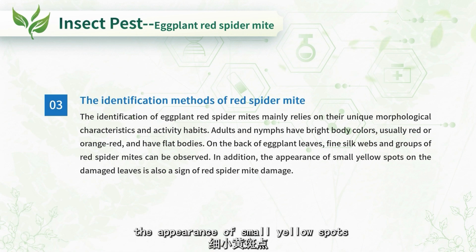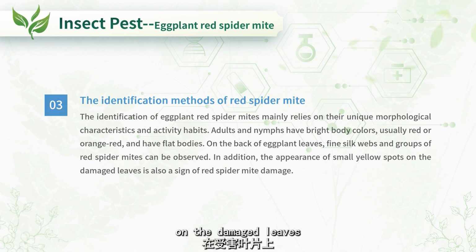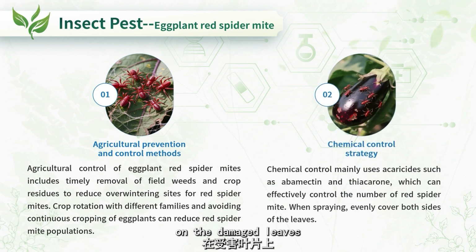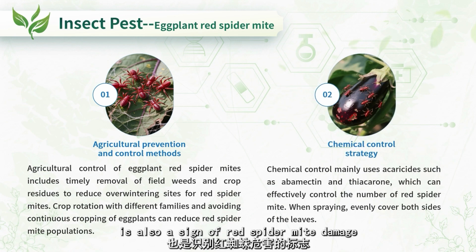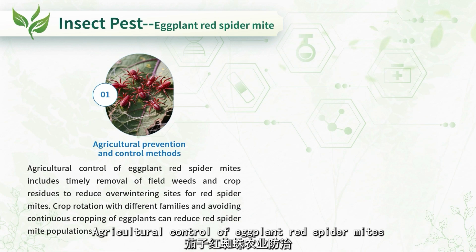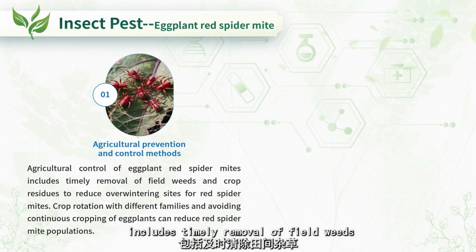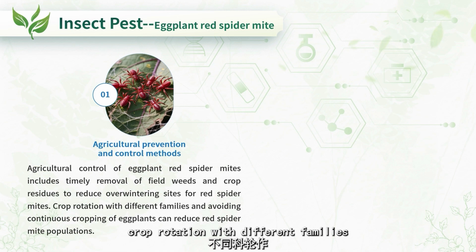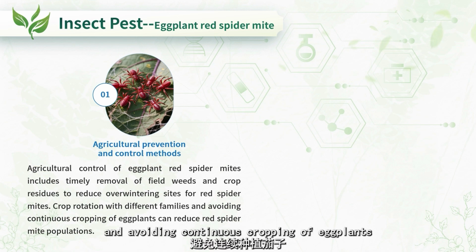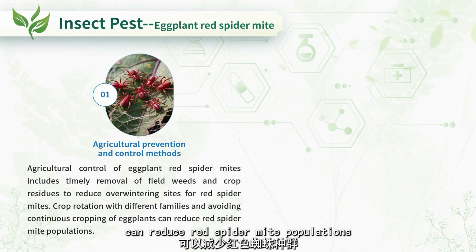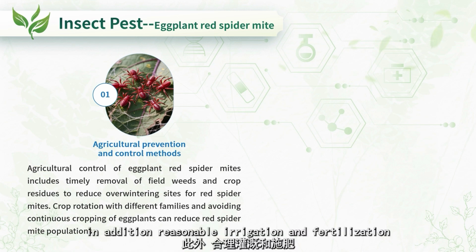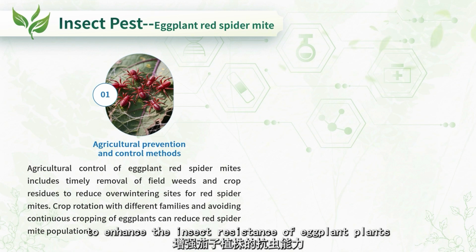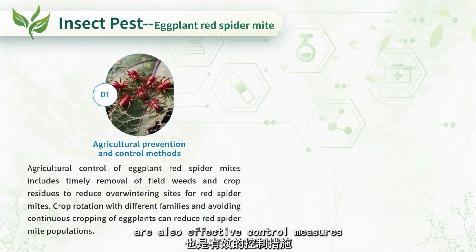In addition, the appearance of small yellow spots on damaged leaves is also a sign of red spider mite damage. Agricultural control of eggplant red spider mites includes timely removal of field weeds and crop residues to reduce overwintering sites for red spider mites. Crop rotation with different families and avoiding continuous cropping of eggplants can reduce red spider mite populations. In addition, reasonable irrigation and fertilization to enhance the insect resistance of eggplant plants are also effective control measures.